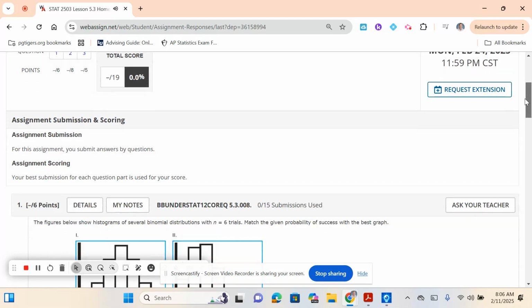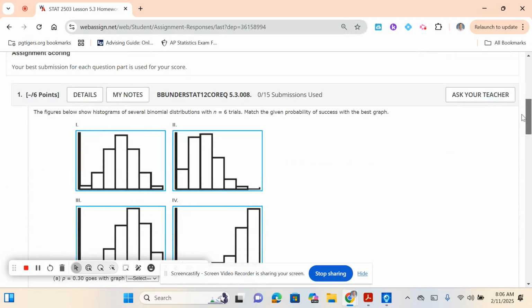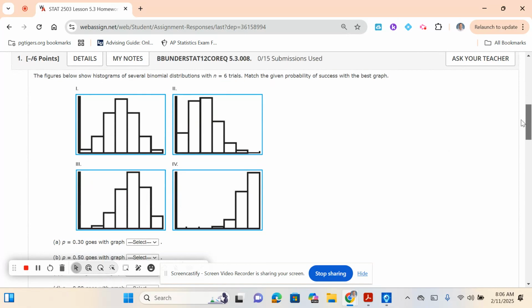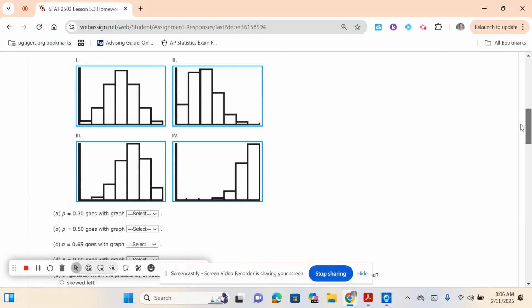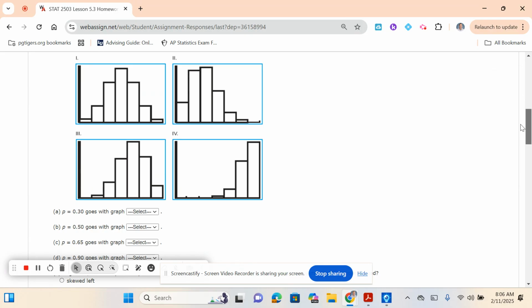All right, let's look at number one. The figure below shows histograms for several binomial distributions with n equals 6 trials. Match the probability with the best graph. So the first one is p equals 0.3.